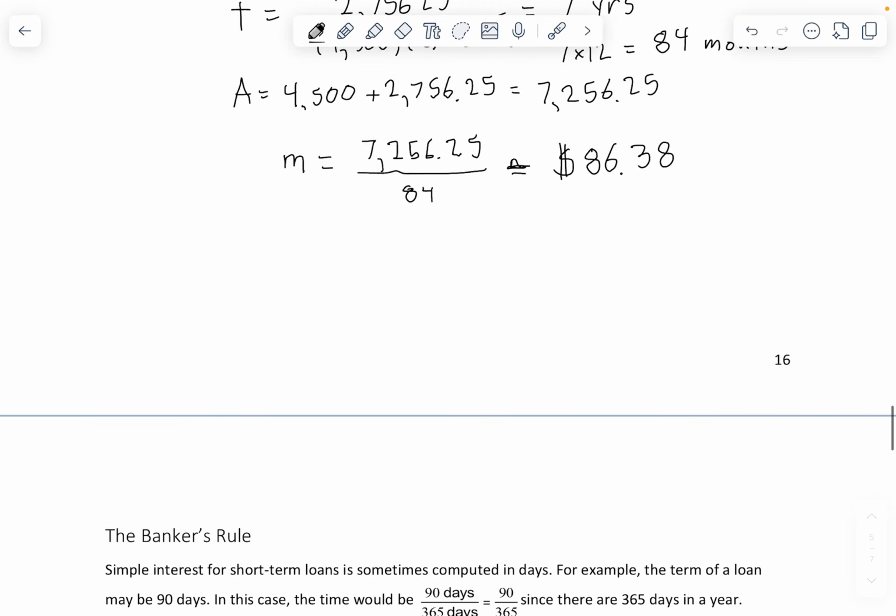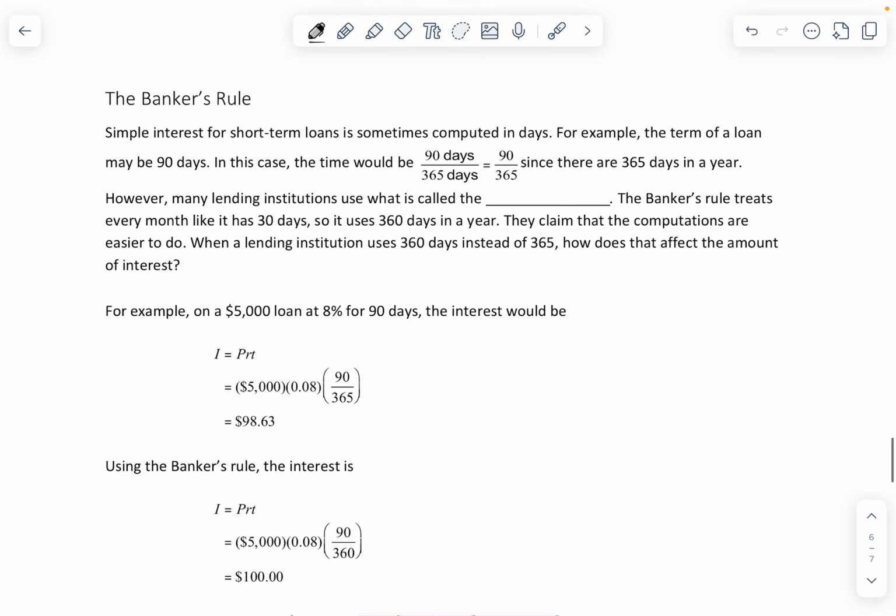All right, let's introduce a new rule here. It's called the banker's rule. Simple interest for short-term loans is sometimes computed in days. For example, the term of a loan might be 90 days. In this case, in the formula, we typically want to have units of years. There are 365 days in a year. Unless it's a leap year, then it's 366, right? So generally, we would convert days to years by dividing by 365.